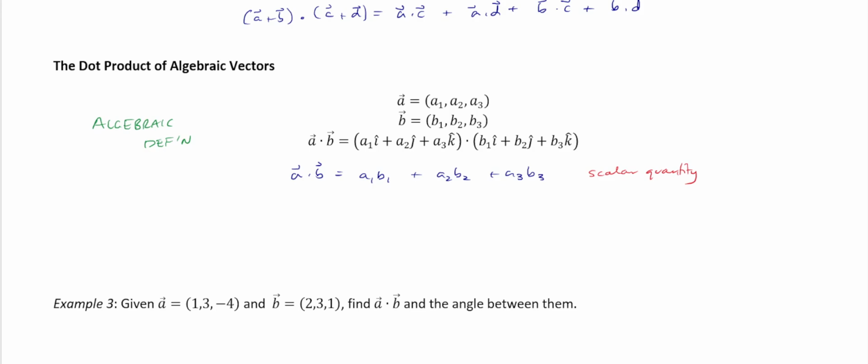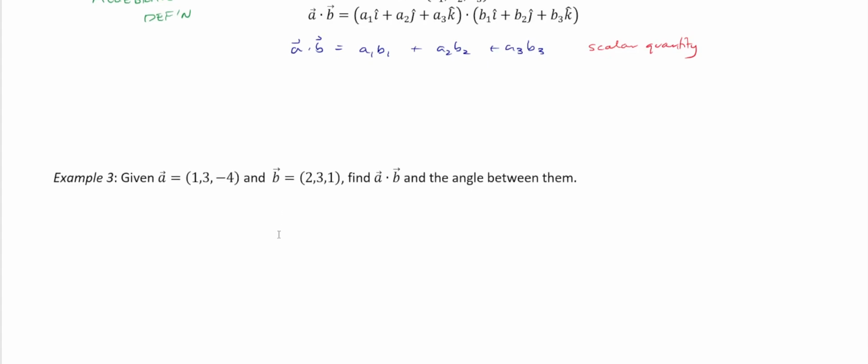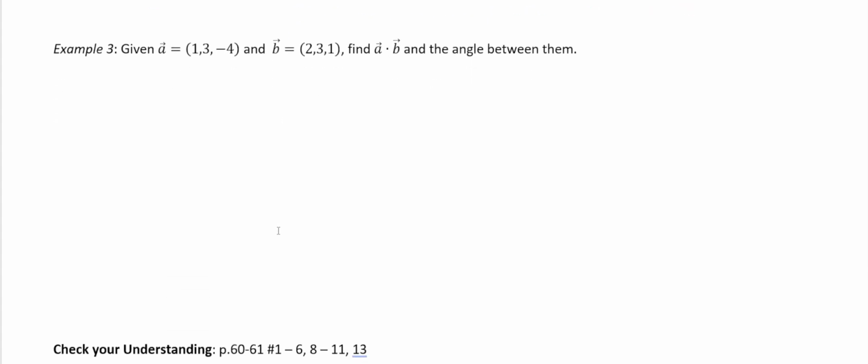For this example, it says, given A is equal to 1, 3, negative 4, and B is equal to 2, 3, 1, find A dot B and the angle between them. Let's start with my definition here. This is going to be a combination of both my algebraic definition and my geometric definition: magnitude of A times magnitude of B times cos of the angle between them.